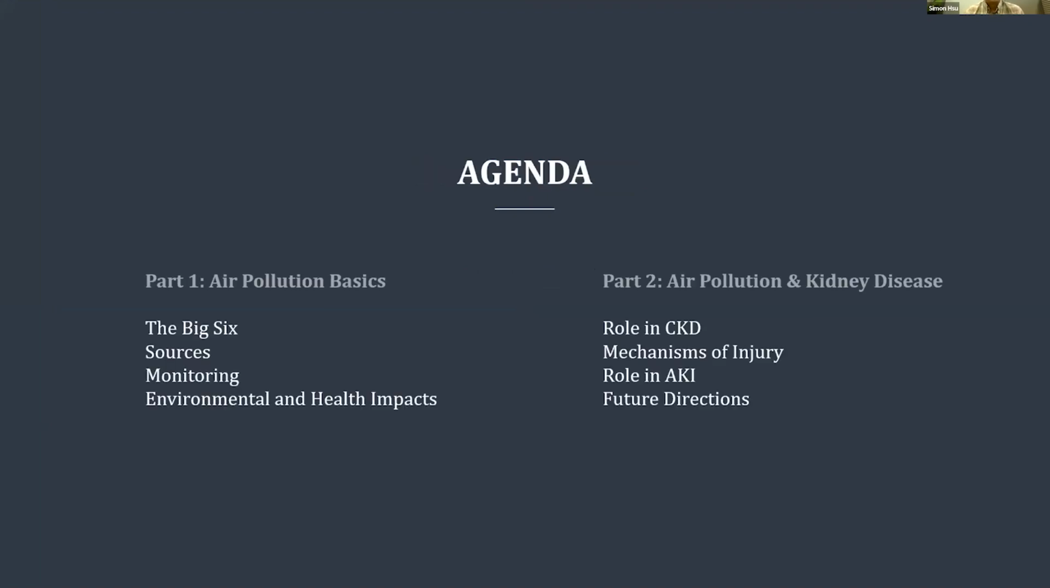So this talk is going to be divided into two parts. In part one, we'll talk about the basics of air pollution. I'll talk about the 6 most common air pollutants. Then we'll move into sources of air pollution, how it's monitored, and briefly summarize environmental and health impacts of air pollution. And that's when we'll move into part 2, where we'll specifically talk about what's known about air pollution in kidney disease, the role of air pollution in chronic kidney disease, plausible mechanisms of injury, its role in AKI, and wrap it up with some future directions.